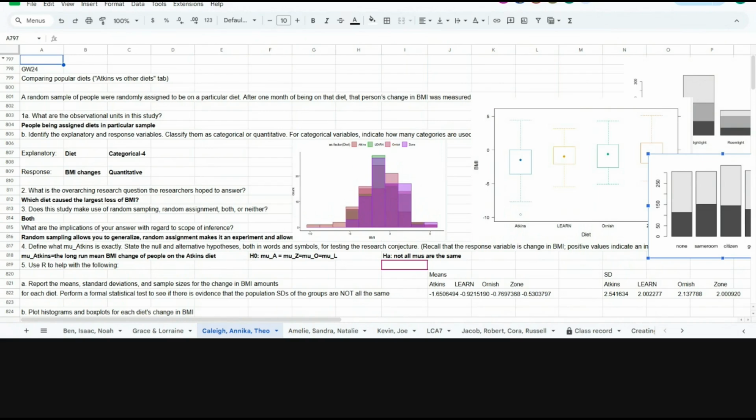Very good. Anyone know how to say this in lay people talk without using symbols? I did ask for that as well. What does the null say? That there is no association between diet and BMI change. Something like that.